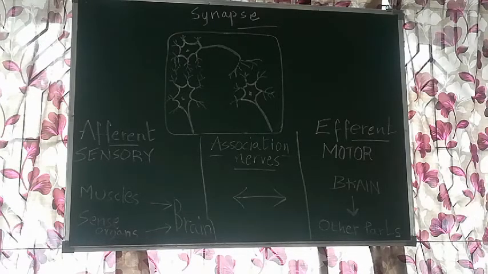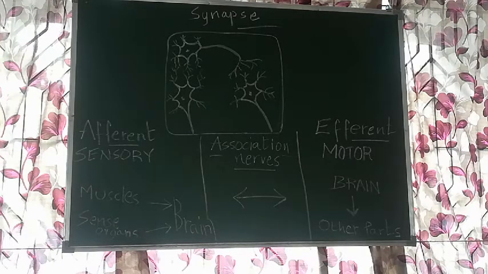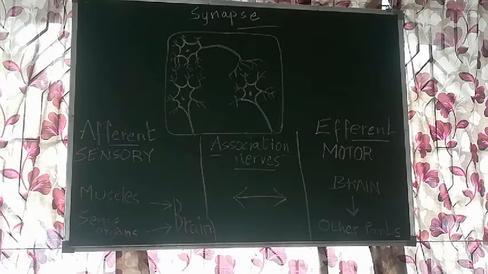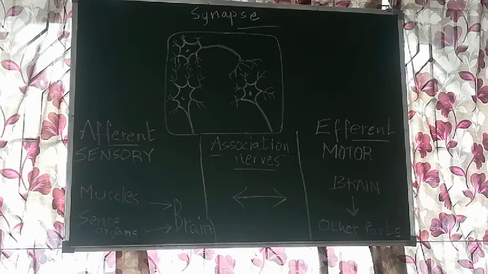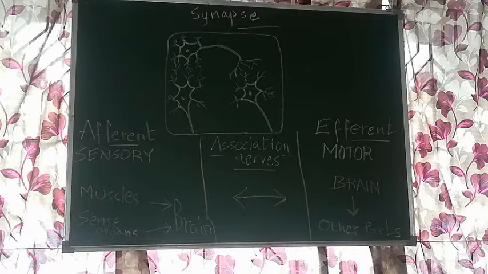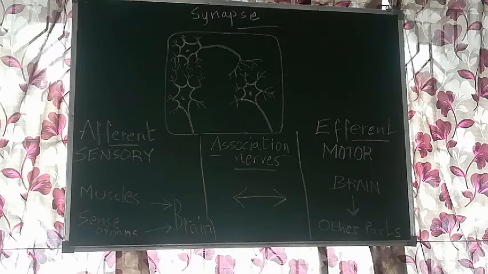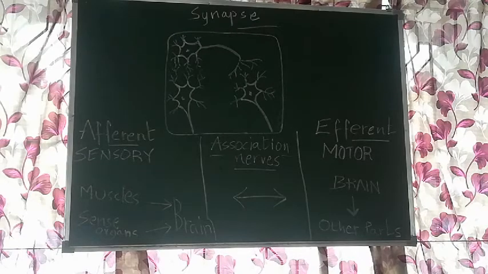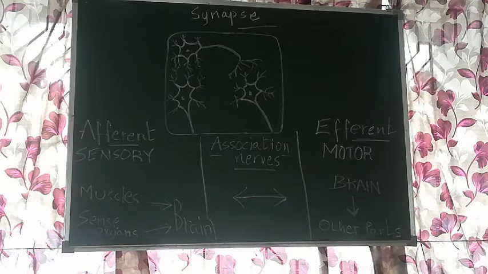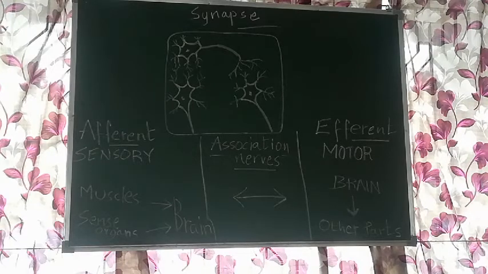In which form does the information get passed? In the form of electrical signals, or in the form of chemical signals, or sometimes even both. Some transmitters are released at these junctions, at these synapses, called chemical transmitters. So the information gets passed in the form of chemical or electrical signals, or sometimes both chemical and electrical. So this is about synapse in brief.